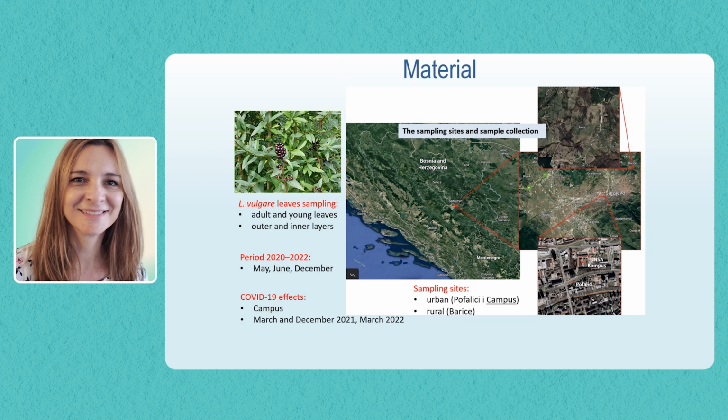We were collecting both adult and young leaves, outer and inner layers of leaves. The periods of sampling were through 2020 to 2022 in May, June, and December. And since we were doing this in some series and successions for some periods or some localities, we do not have all the samples taken, but you will see that later on the graphs.